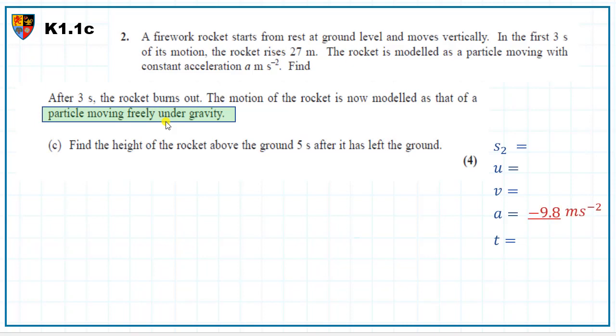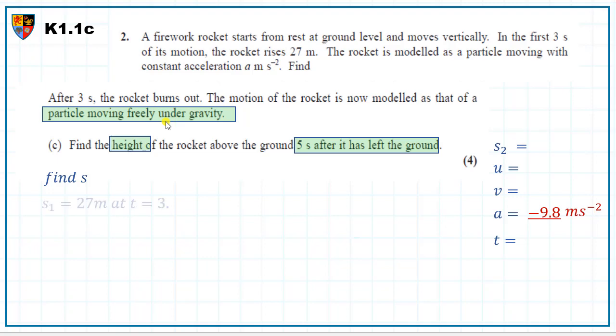So in other words, from 3 seconds onwards, a is now minus 9.8 meters per second squared. It's not 6 anymore. There is no force propelling it to get to 6, gravity is now doing its job, and that means that rocket is going down. It's going to get down eventually, isn't it? But we want to find the height. We want to find s, displacement, height, after 5 seconds.